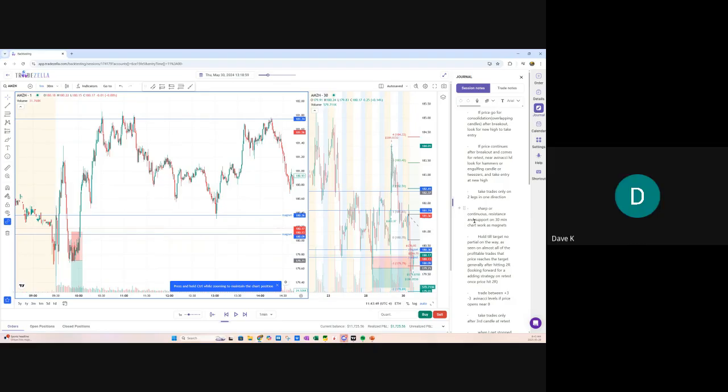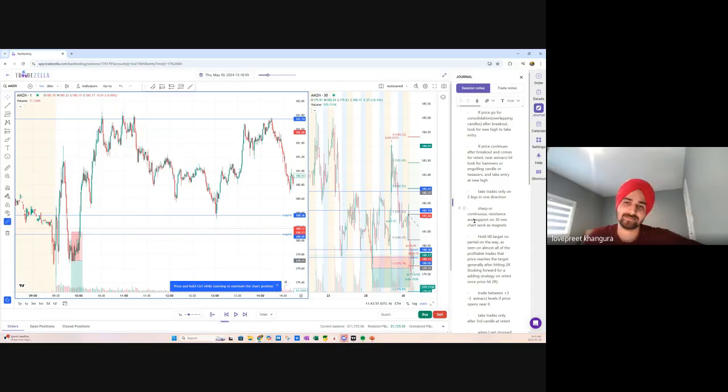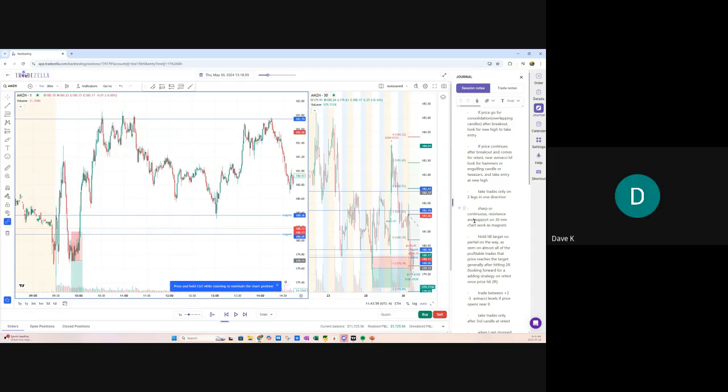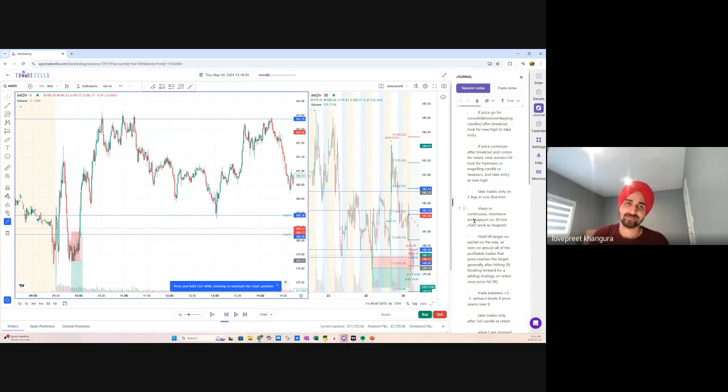Lovepreet, do you take the 1 minute hammer, or do you wait for the 5 minute candle to close? Just 1 minute. Okay, thanks. I trade only on the 1 minute. 30 minute is for the direction and the levels.